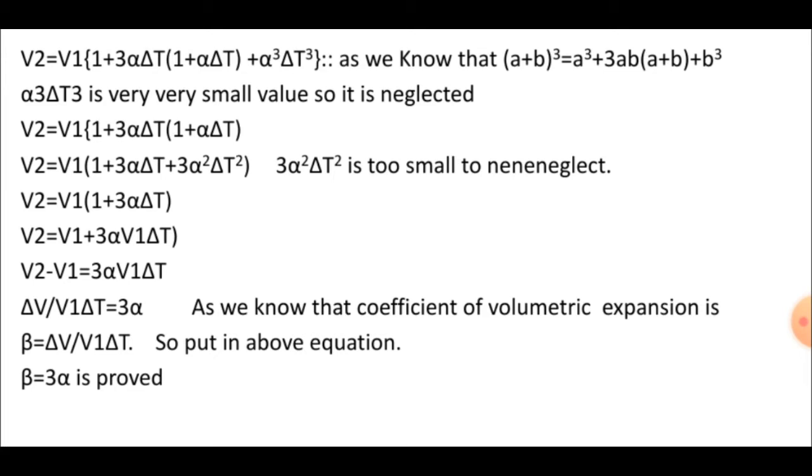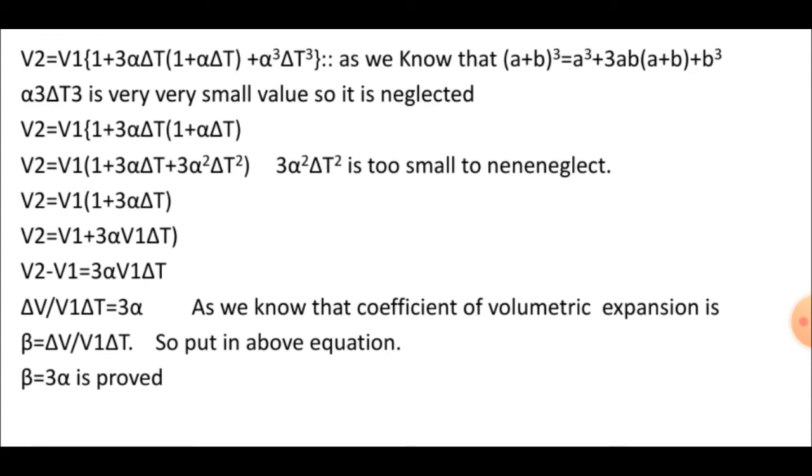V2 is equal to V1 into 1 plus 3 alpha delta T plus 3 alpha square delta T square plus alpha cube delta T cube. As we know that A plus B whole cube formula is equal to A cube plus 3A square B plus 3AB square plus B cube. Alpha cube delta T cube is a very small value, so it is neglected. Then V2 will be equal to V1 into 1 plus 3 alpha delta T.